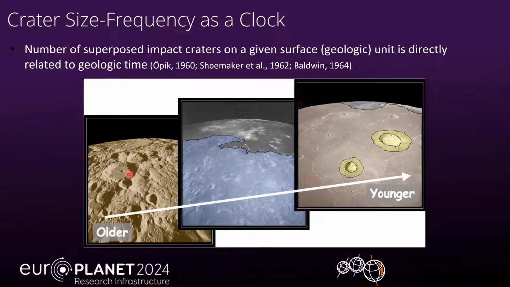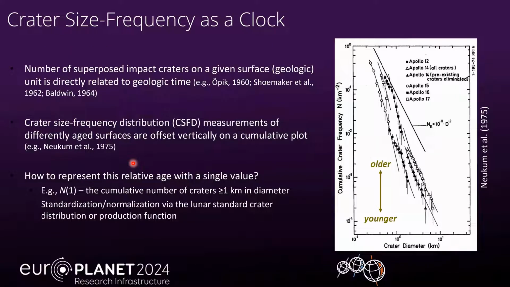So basically we start now with the premise that the number of superimposed impact craters on a surface is directly related to geologic time. Okay, I think that's a pretty logical premise. And so I just state this again here. How can we use this to our advantage to give us more quantitative information about the ages of the surfaces?